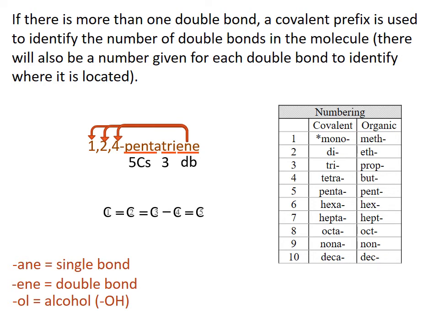Now I add hydrogens to make sure that every carbon is making 4 bonds. So I add 2 hydrogens to the first carbon. The second carbon does not need any because it is already making 4 bonds. I need to add 1 hydrogen to the third carbon, 1 to the fourth, and 2 to the fifth carbon.